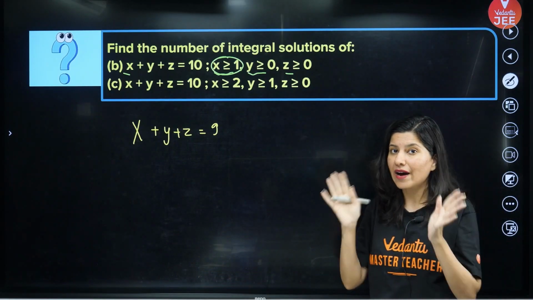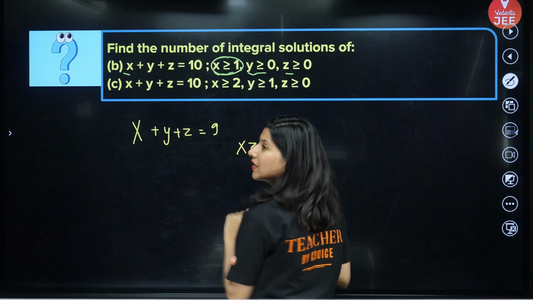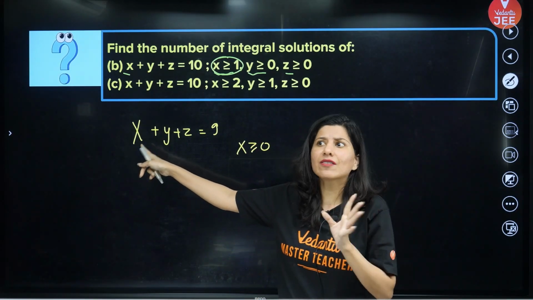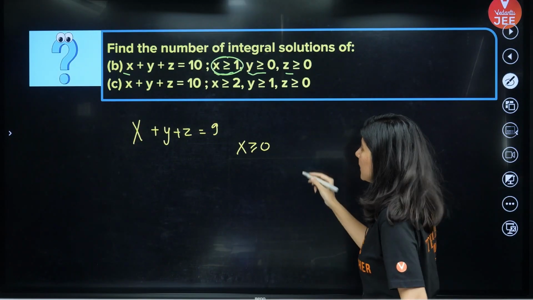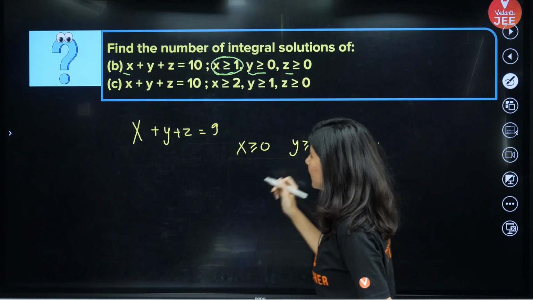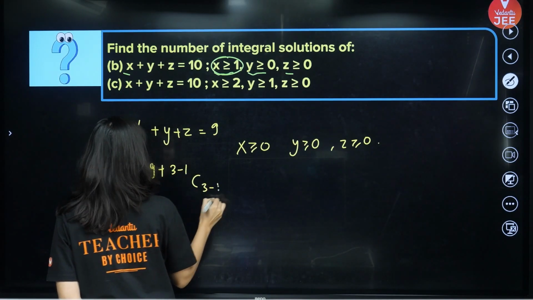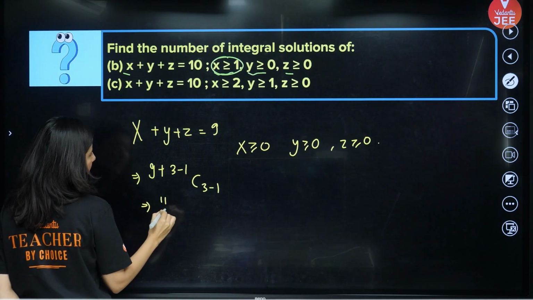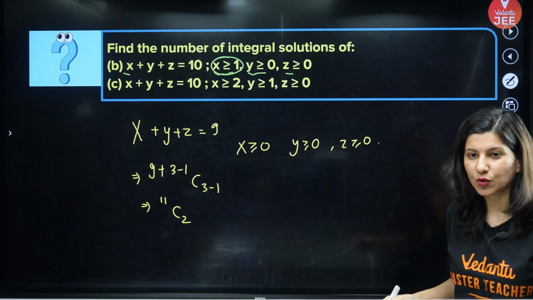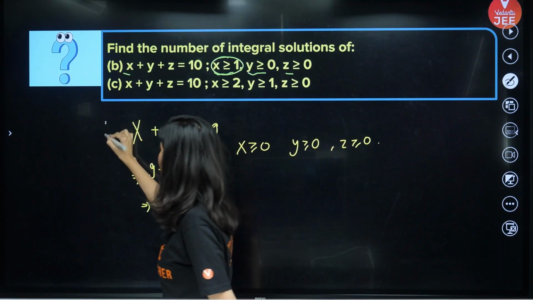Now I don't have to worry. Capital X will be fine, because this beggar already has 1. I have already given 1 to it. Y greater than or equal to 0, Z greater than or equal to 0. Again, 9 plus 3 minus 1, C 3 minus 1. So it is going to be 11C2. Perfect. So this is the B part.